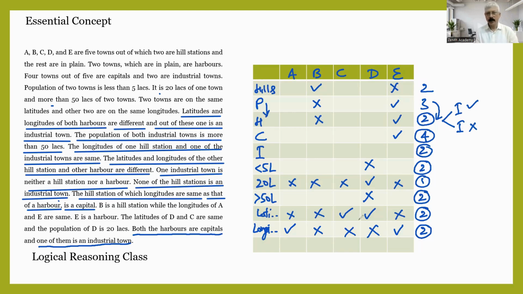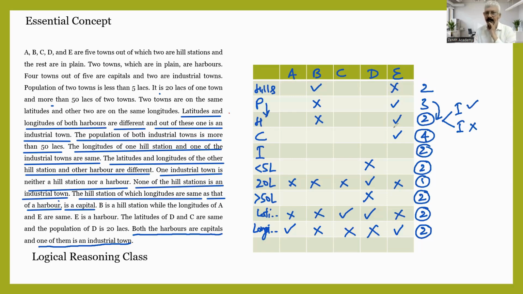When you read it for the first time, this is very explicit information you can directly dig out. But other information, like the latitude and the longitude of both harbors being different, and these underlined pieces of information, are to be decoded now. Okay. So let's see the first one: latitude and longitude of the both harbors are different.